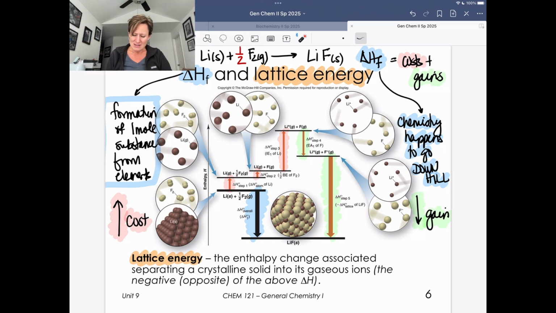Said another way, if we had those ions in the gas phase and they found one another, wow, they would want to hang out with one another and be that crystalline solid. So it is a huge downhill slide if we had those ions in the gas phase. So this is actually going to be the opposite of lattice energy.